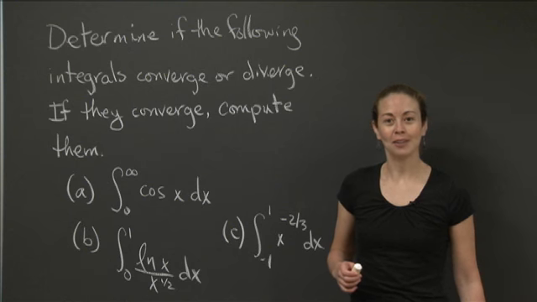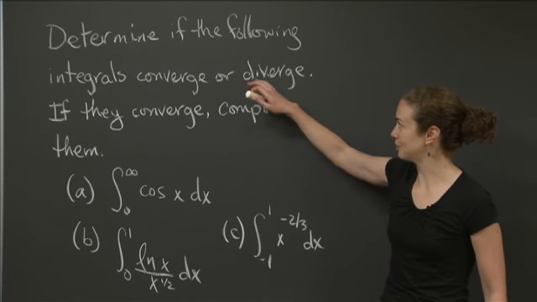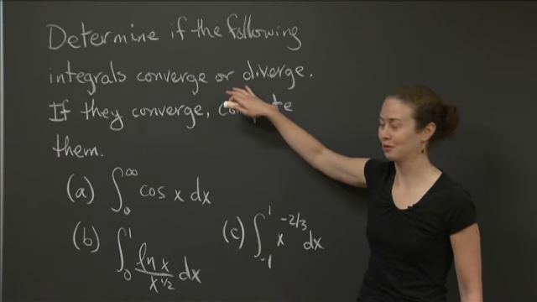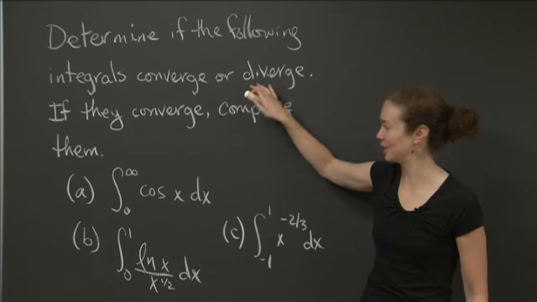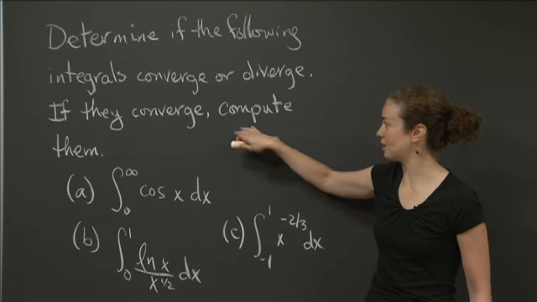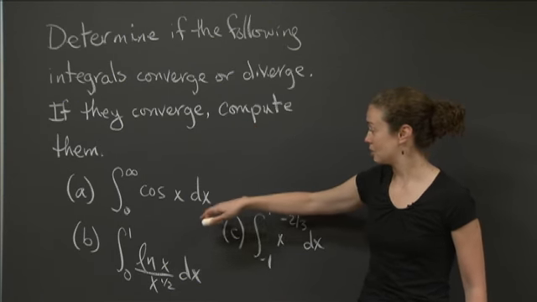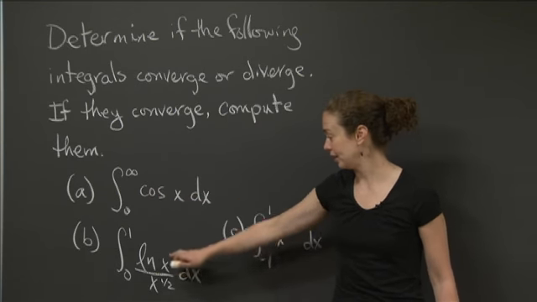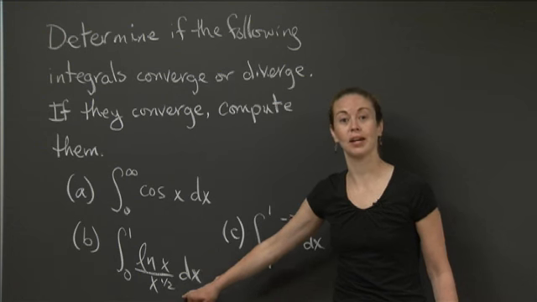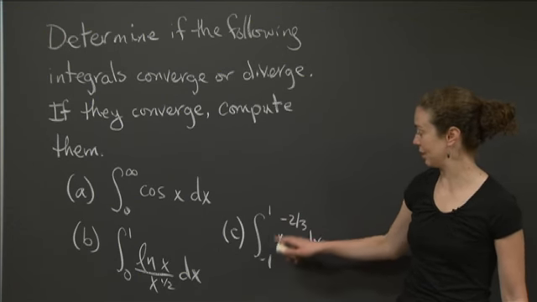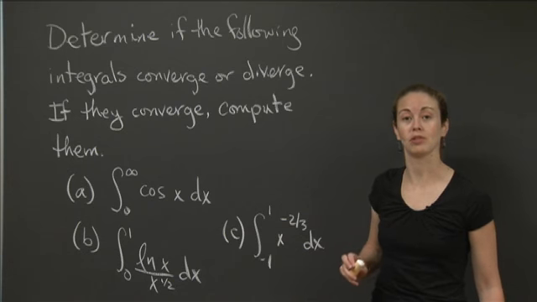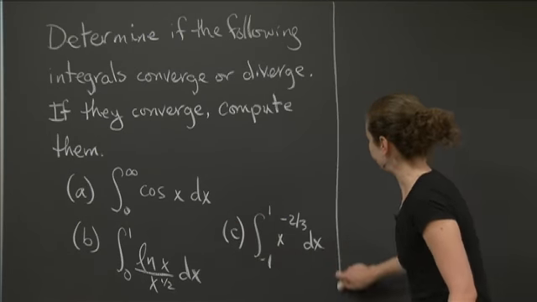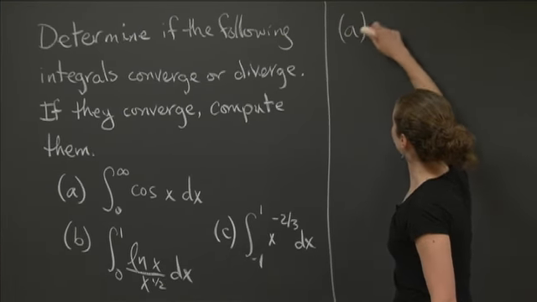Okay, welcome back. Well, hopefully you were able to answer these questions. So the question again was that we wanted to know if the following integrals converged or diverged. And then I wanted us to actually compute them if they converged. So again, we're going to start with the integral of cosine x dx. Then we'll look at the integral of natural log x over root x dx. And then we'll look at the integral from -1 to 1 of x to the -2/3 dx. So let's look at the first one. And I'll rewrite it up here so we have it.